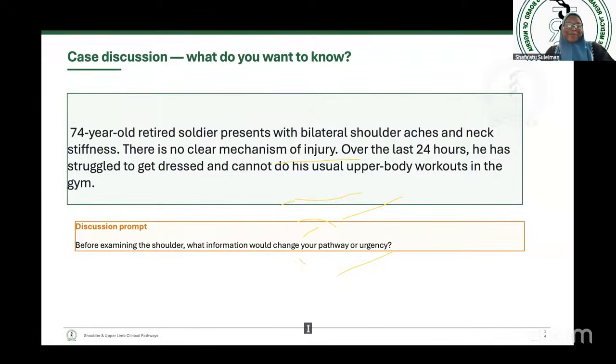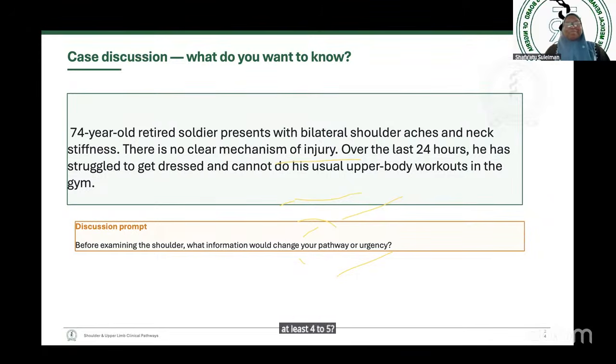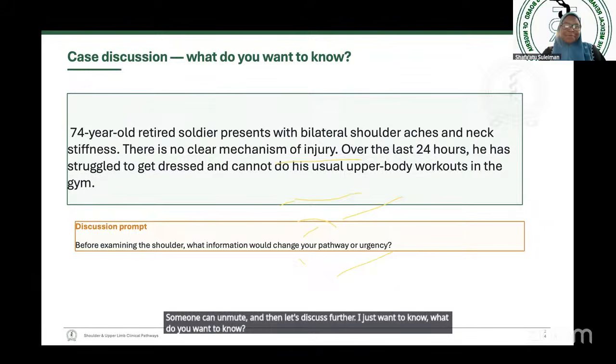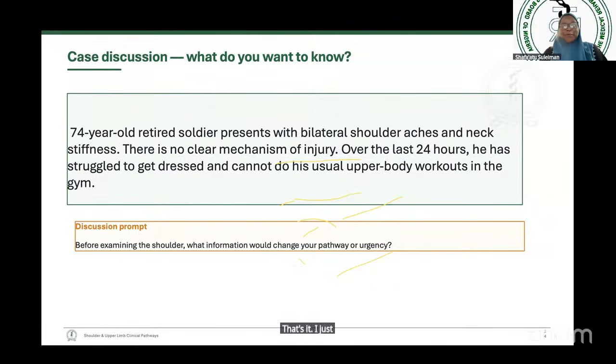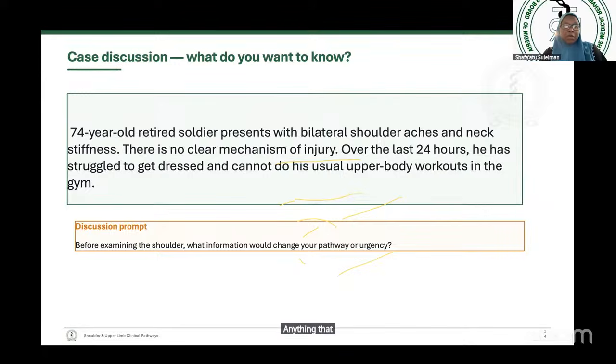I think until we have more than enough response today, we're not going to move forward. We have at least 4 to 5 minutes to go. So someone can unmute and then let's discuss further. I just want to know, what do you want to know? I just want to also learn from you today. What do you want to know regarding this patient? Anything that I might have missed? Anything that I should think of as well?